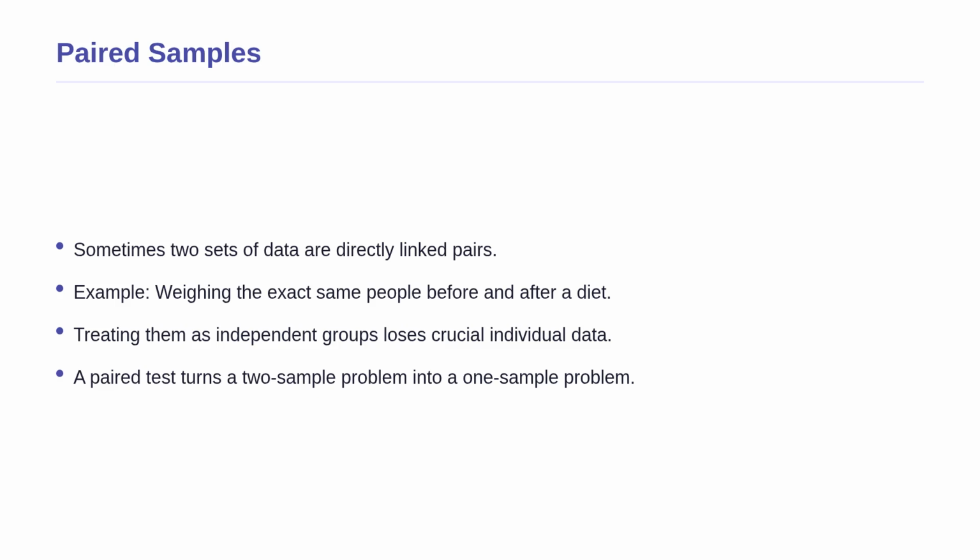Now that we understand independent groups, let us consider a different scenario. Sometimes our two sets of data are not independent at all, but rather directly linked pairs. Think about testing a weight loss pill where you weigh the exact same people before and after. If we treated them as separate groups, we would lose crucial information about individual changes. To solve this, we use a paired samples test, which cleverly turns a two-sample problem into a simple one-sample problem.